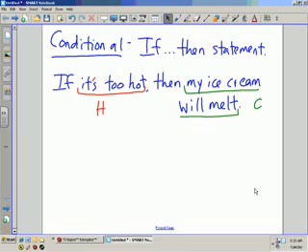So, the hypothesis is the beginning. The conclusion is after the word then. And this is the idea that has to follow. As long as the hypothesis is satisfied, then the conclusion must follow. So let's go ahead to the next page and get some definitions of these, kind of summarizing what I just said.